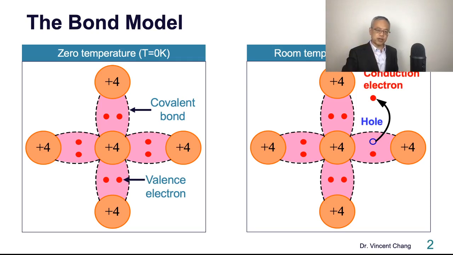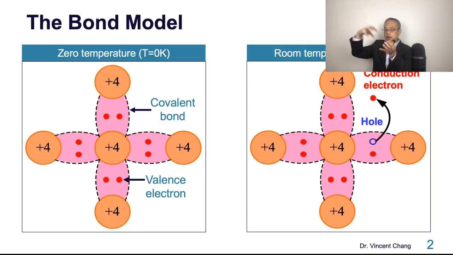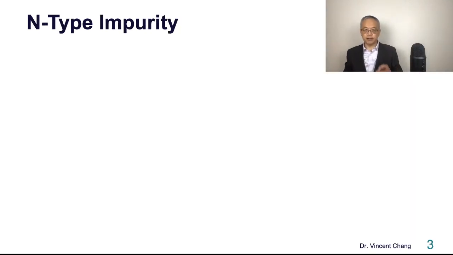This kind of process is called thermal generation. Of course, the backward process is also possible: one of the electrons goes back to the seat, and then the electron is gone, and the hole also doesn't exist. This reverse process of thermal generation is called recombination.